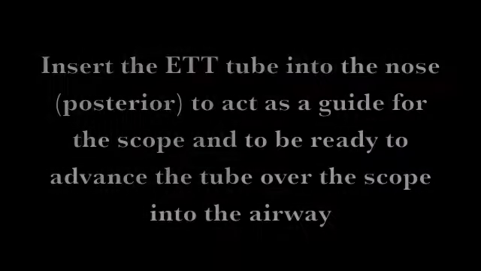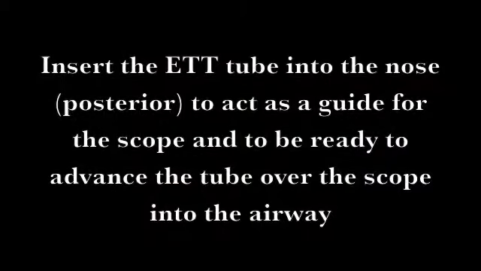Yeah, tastes good. The next thing you want to do is insert an endotracheal tube into the nasopharynx using a 6.0 to a 7.0 tube. This will not only act as a guide for your endoscope to get to the cords, but it will also make it a lot easier to pass the tube over the scope into the airway once you've accessed the trachea.